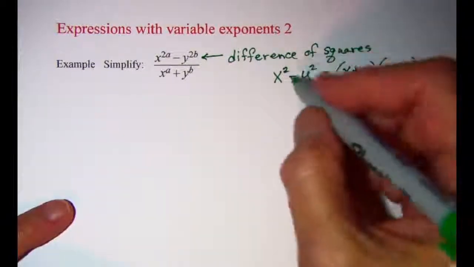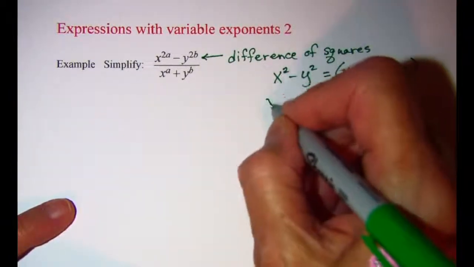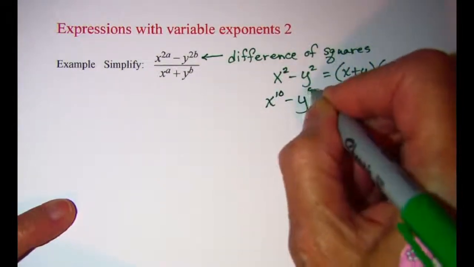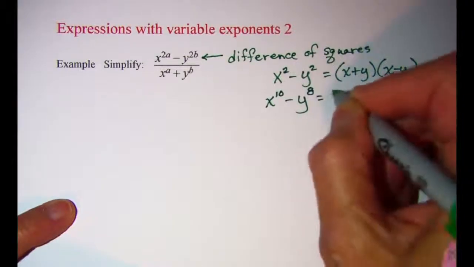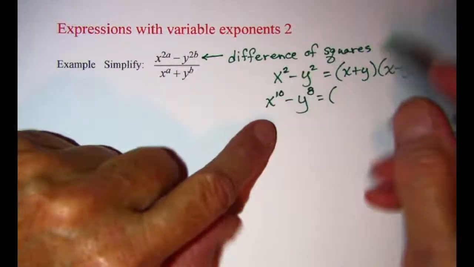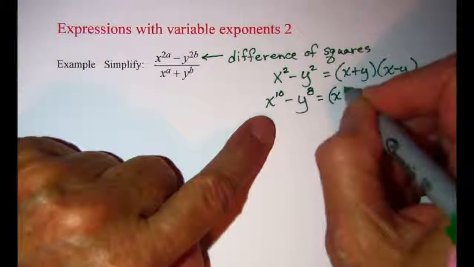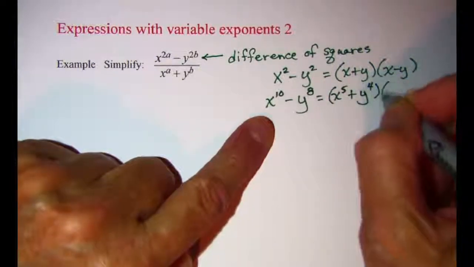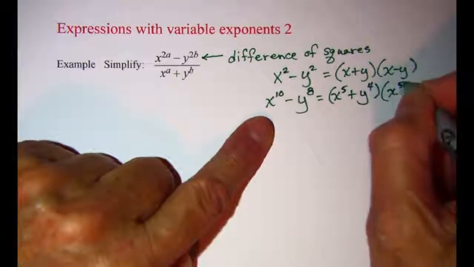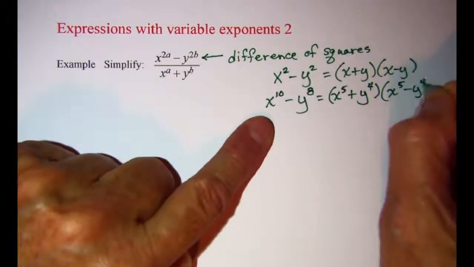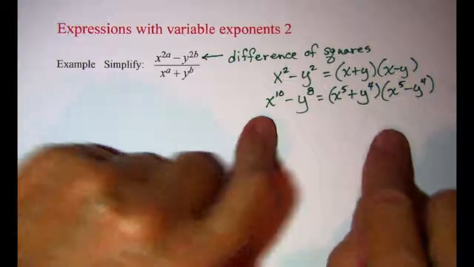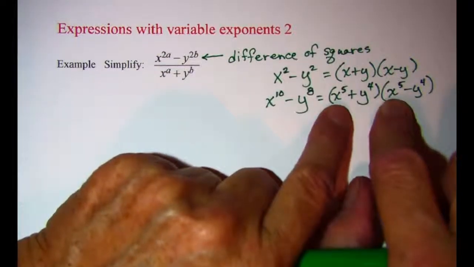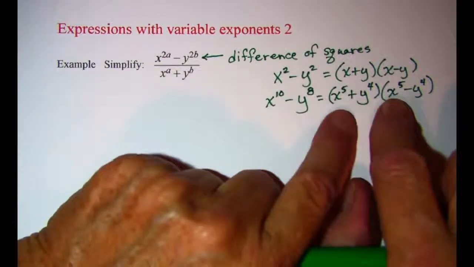So let me do another one. If I had x to the 10th minus y to the 8th, the factoring of that would be x to the 5th plus y to the 4th times x to the 5th minus y to the 4th. Okay? And we could check ourselves. x to the 5th times x to the 5th, you add those exponents, so that gives you x to the 10th.